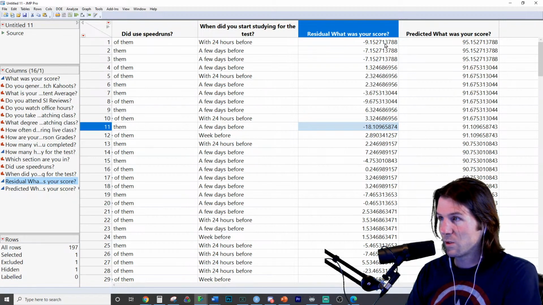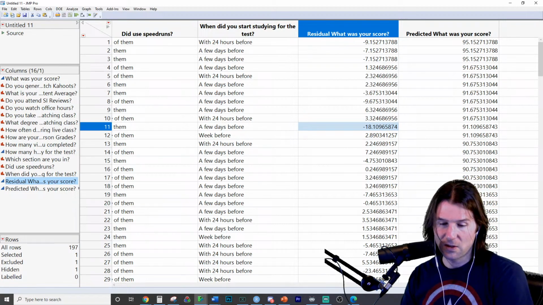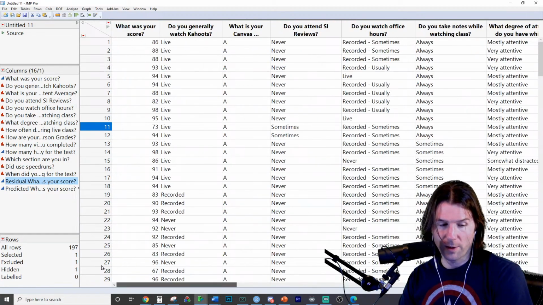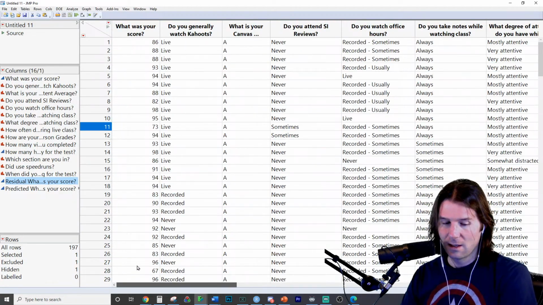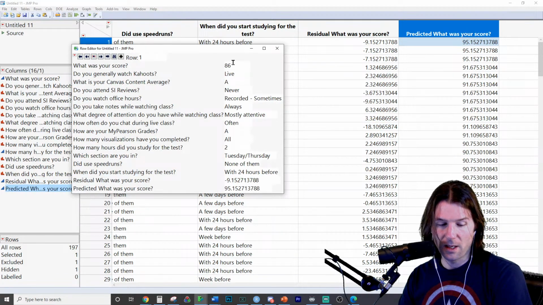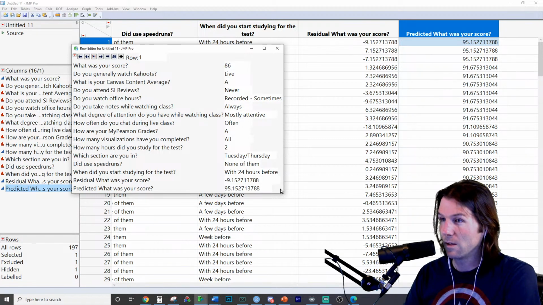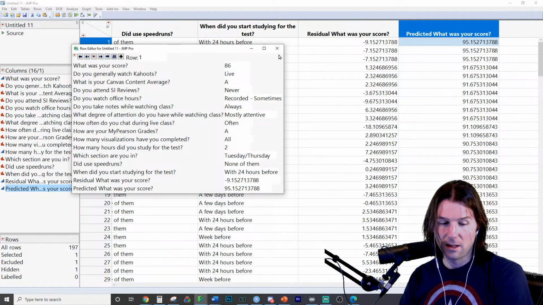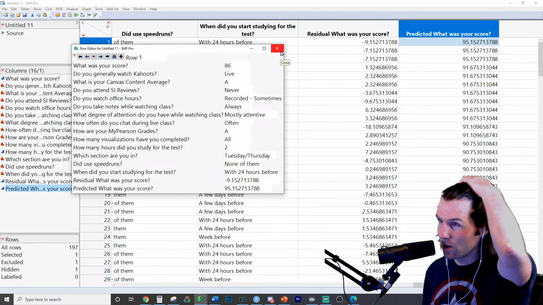But this person has a residual of -9. They should have an 86. So if you go over to their actual grade, there they are with an 86. Does it make sense what I'm looking at right here? My predictions using my model. And you can see this person made an 86. They were predicted to make a 95. They had a residual of negative 9.15. And these people were predicted to make the highest grades.